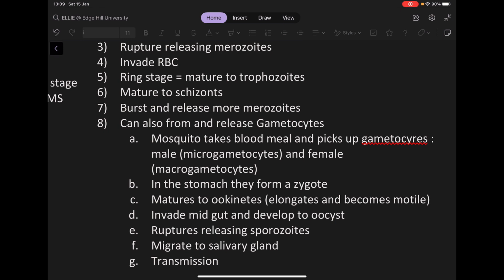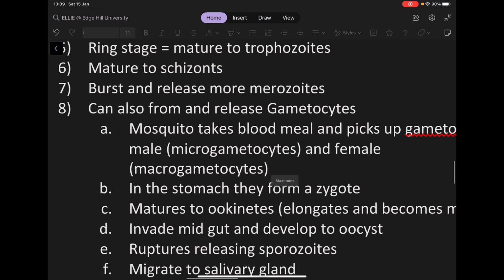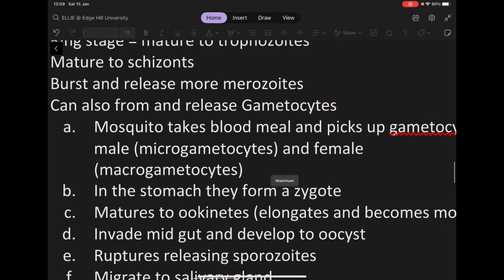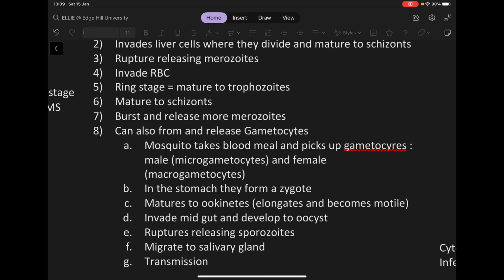The gametocytes forms can either be the male, which are the microgametocytes, or the female, which are the macrogametocytes, or both. These, when in the mosquito stomach, fertilise to form a zygote. This matures into ookinetes, which are an elongated mobile form.